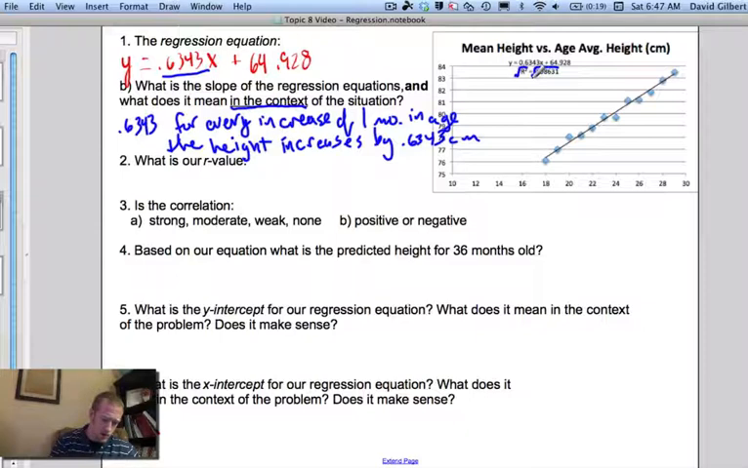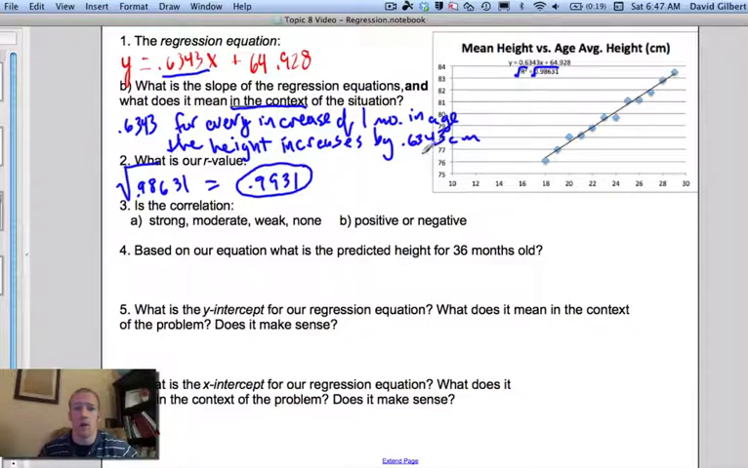Square root of 0.98631, and that gives me 0.9931. That is plenty of significant figures. Okay, so that is a wicked good R value.